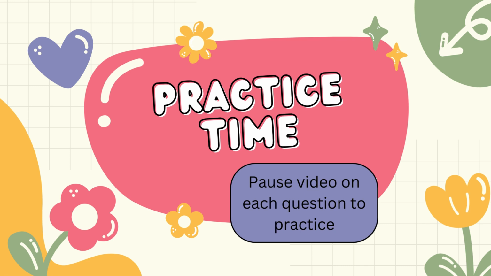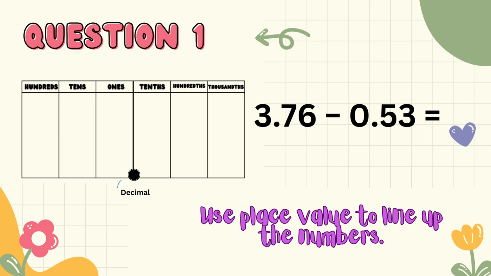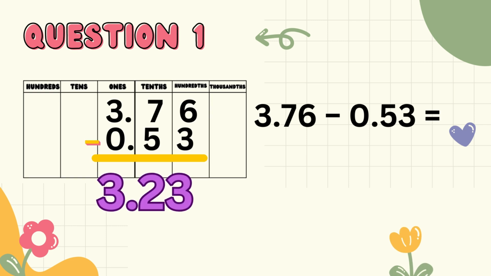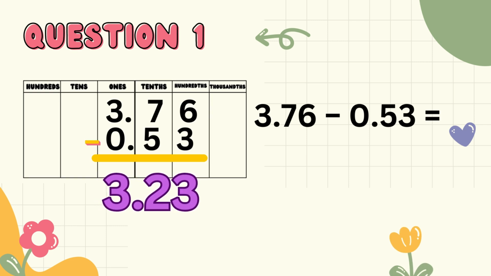All right, practice time. Pause the video on each question to practice. Use place value to line up the numbers. You can draw a place value chart, but you need to use place value to line up the numbers. Again, pause the video, solve it. All right, my answer should have been 3.23. If you didn't get that, look and see if you lined up your place values correctly.